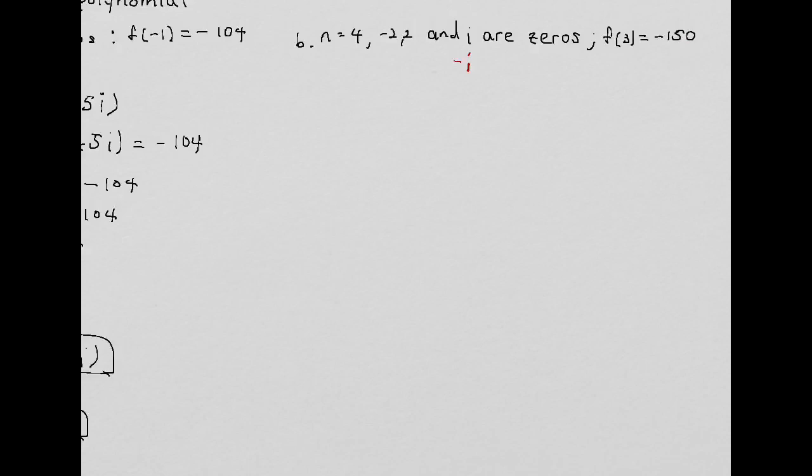So let's see if we can build a function with constant a with all these solutions given. The first solution was negative 2, so it will be x plus 2. The second is 2. That gives you x minus 2. The third is i, so that is x minus i. And the fourth is negative i. It gives you x plus i. So that will be the function that we're looking for with these given conditions. We need to find a. How do we find this constant for the equation? Well, using f of 3 equals negative 150.